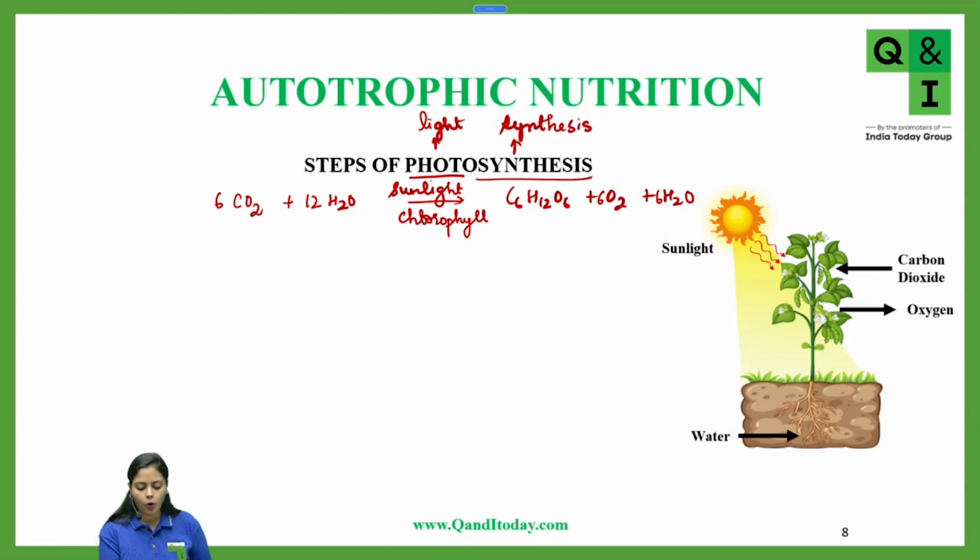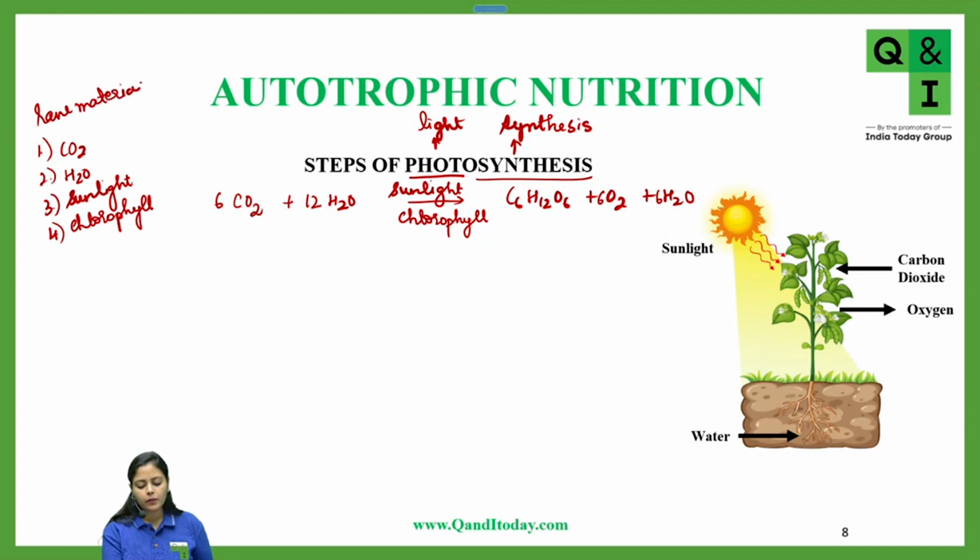Raw materials. Raw materials would be carbon dioxide. Second, it would be water. Third, it would be sunlight. And the fourth one would be chlorophyll. These are all raw materials which are required for photosynthesis. Am I right or wrong? Yes, ma'am. Okay, these are all raw materials required for photosynthesis.